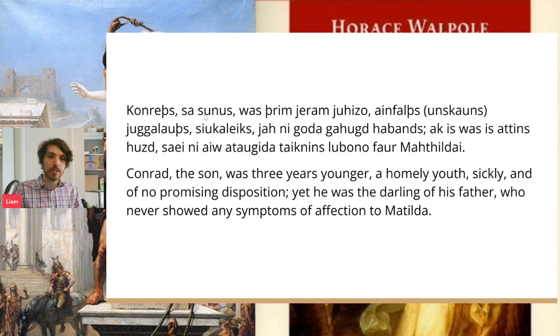So Conrad, the son, right? This is sa, like in the last sentence, but the masculine this time. He was 3 years younger. Thrim Yerem Yuchizo. Enfals. So this is an interesting one. So in the English word, this is a matter of translation here. This is kind of something you have to deal with when you're translating. Enfals means simple. Unskauns means not pretty, right?